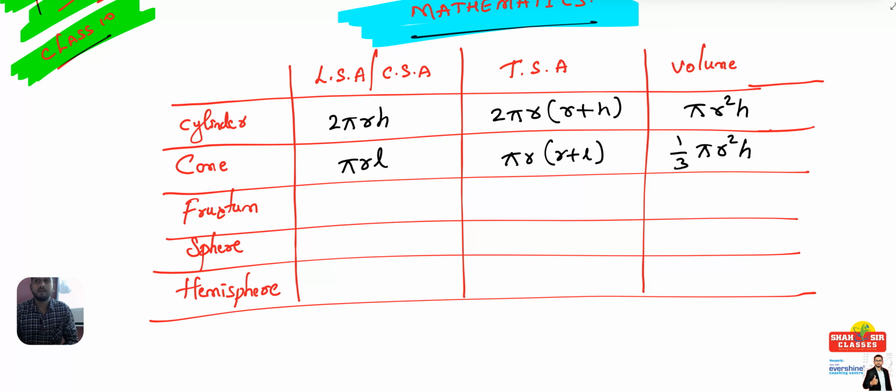Cone? Pi r l. Total surface area? Pi r into r plus l. Volume? 1 by 3 pi r square h. Understood? Now, let me take you to the next figure. That is frustum of a cone. What is the meaning of frustum of a cone? Frustum means what? Very simple.